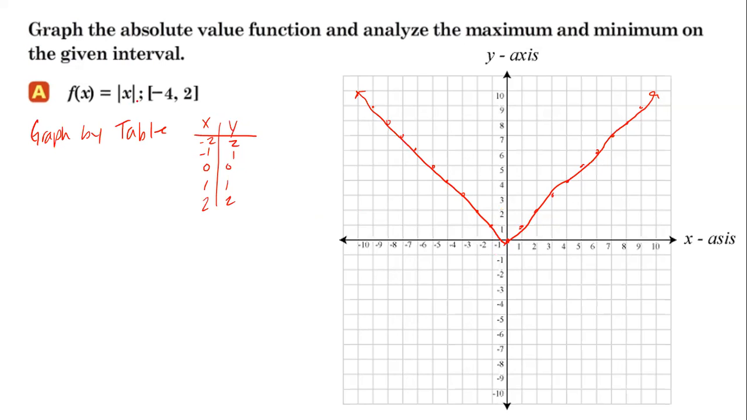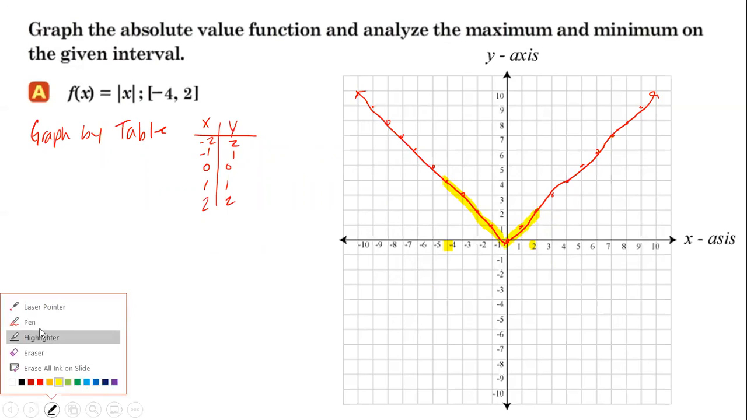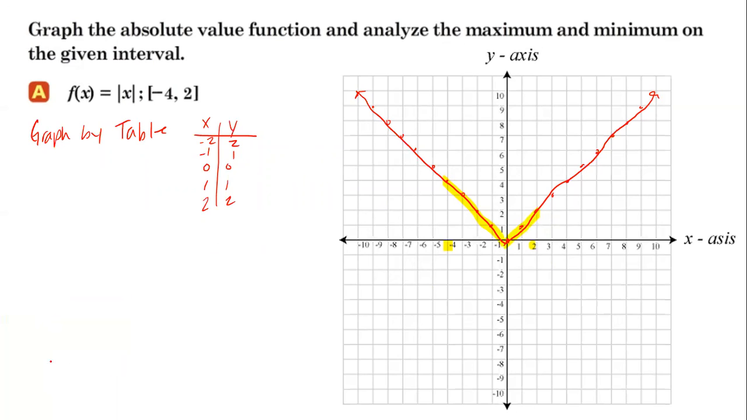Now it says on the interval from -4 to 2. So you're only going to look at the values between -4 and 2. So values from -4 to +2. You highlight what your interval is, interval highlighted, and now you should be able to identify what's the maximum and what's the minimum.